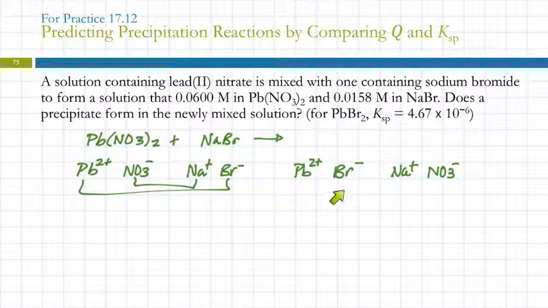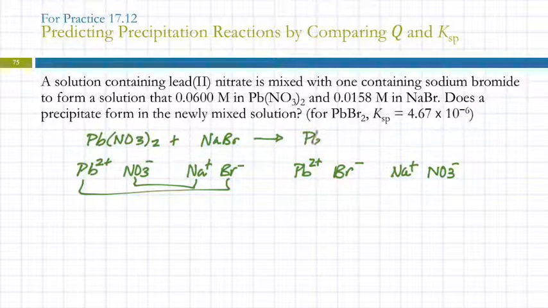So we're going to look at these two, and in Chem 1A we'd look at this and say, well, lead bromide substances are generally soluble except lead 2 is one of the exceptions. And we would predict that this is going to form a precipitate. And we would predict that this is going to be soluble.